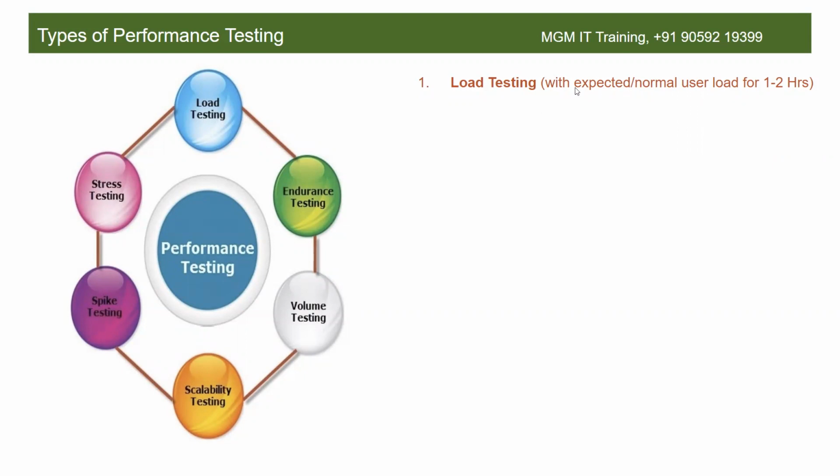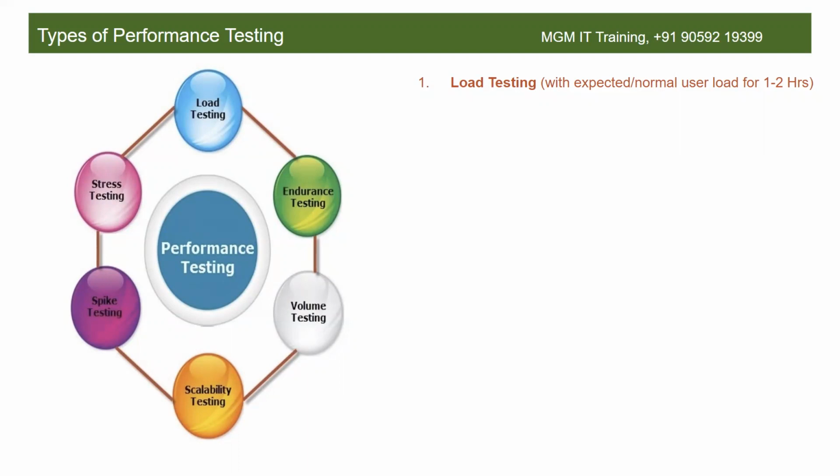What is normal user load? If you are testing IRCTC, the normal user load per day may be 5 to 6 lakh users, and at any point of time the user load may be 1 lakh or 2 lakh users. So when you are doing load testing, we have to find out the normal or expected user load on the application, and test the application for 1 to 2 hours. Clear, guys?